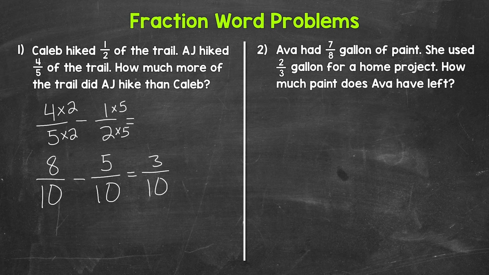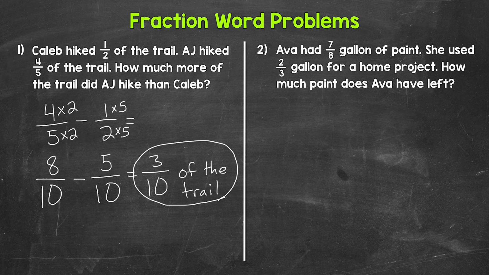So to answer the question, how much more of the trail did AJ hike than Caleb? Well, 3/10 of the trail. Now, 3/10 is in simplest form, so we do not need to simplify here.